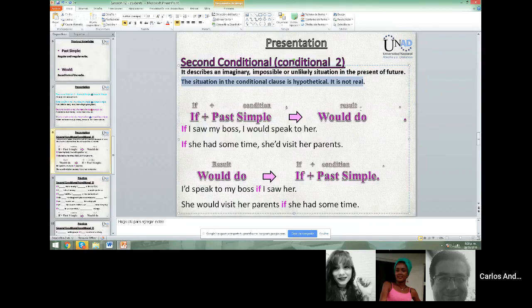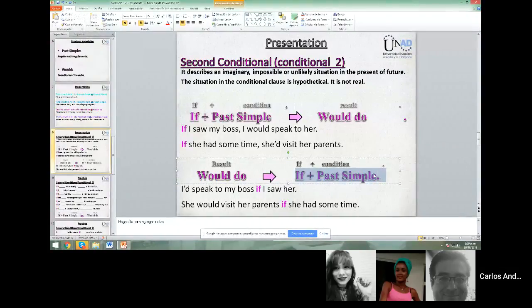The situation in the conditional clause is hypothetical. It is not real. Very good. The situation in the conditional clause is hypothetical. It is not real. Okay? What does it mean? What is the conditional clause? This one. The if clause. This one. And here, this one. Okay? That is the conditional clause.